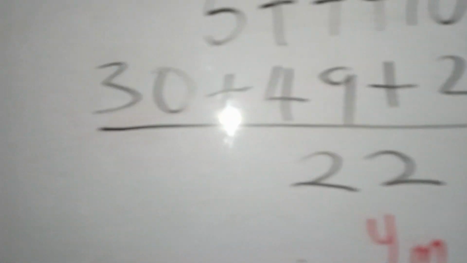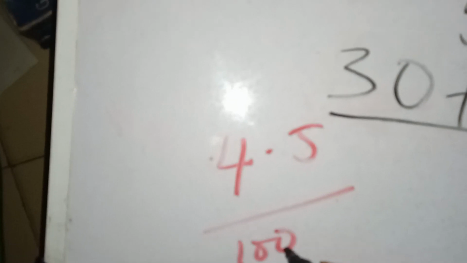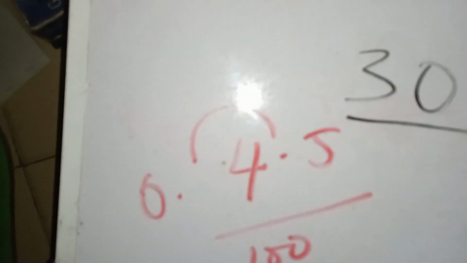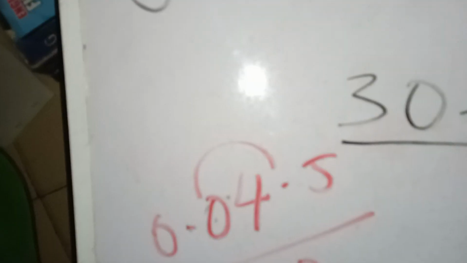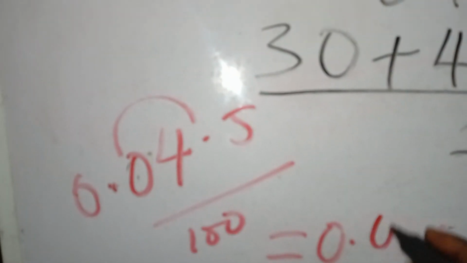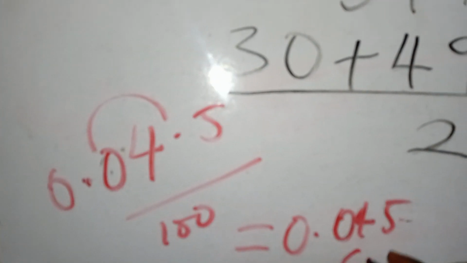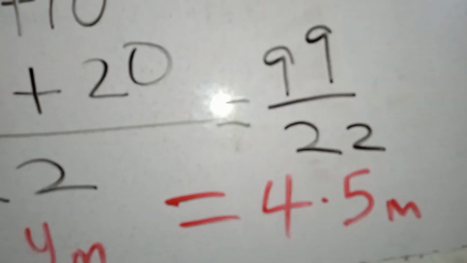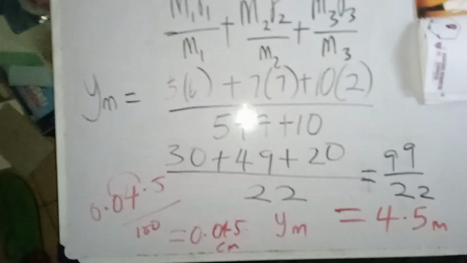And if I choose to take this to centimeter, it's going to be 4.5 divided by 100. When this enters here, it moves this, so this is going to be 0.45. So it's either we leave it in meter or we leave it in cm. So this is our answer.